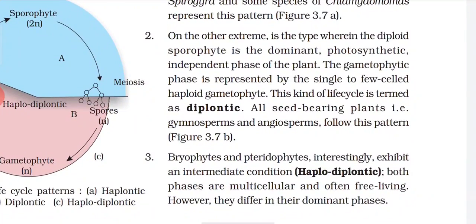Now, in the second one, the diploid sporophyte is the dominant photosynthetic independent phase of the plant. The gametophytic phase is represented by a single or a few celled haploid gametophyte. This kind of life cycle is termed the diplontic life cycle. So what is happening in this? The gametophytic stage is much reduced, and that is why the sporophyte is free living, dominant, photosynthetic and independent, and that is why this type of life cycle is known as the diplontic life cycle.